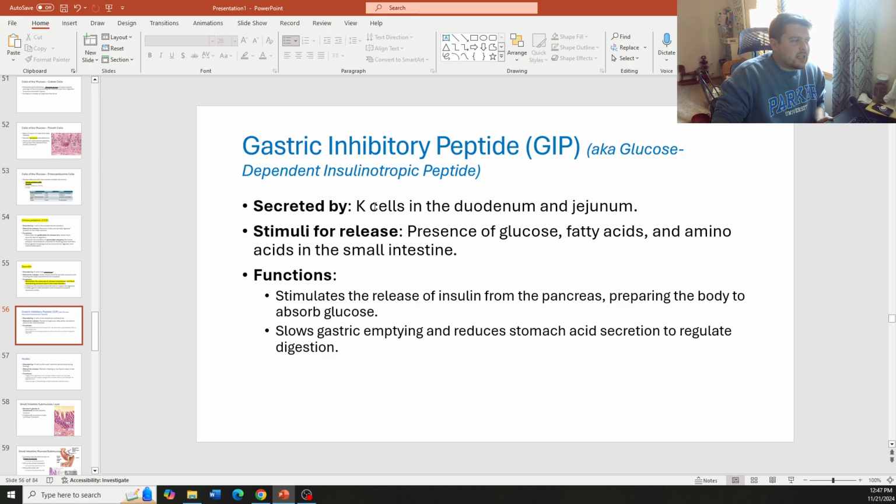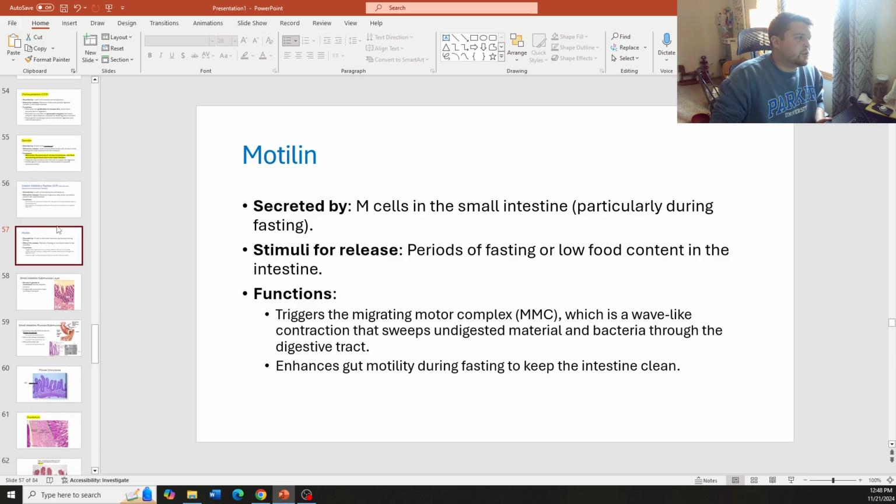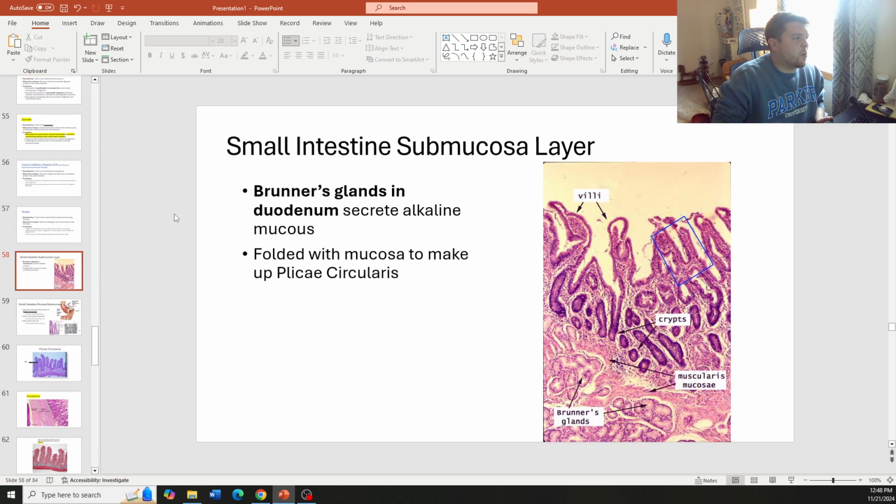There's also gastric inhibitory peptide, as well as motilin. You can pause to read each of those if you want. This won't be tested in this class specifically. In future courses, though, you will see it a little bit more.